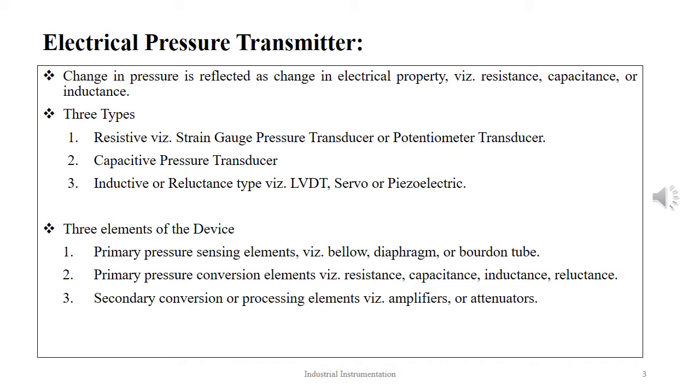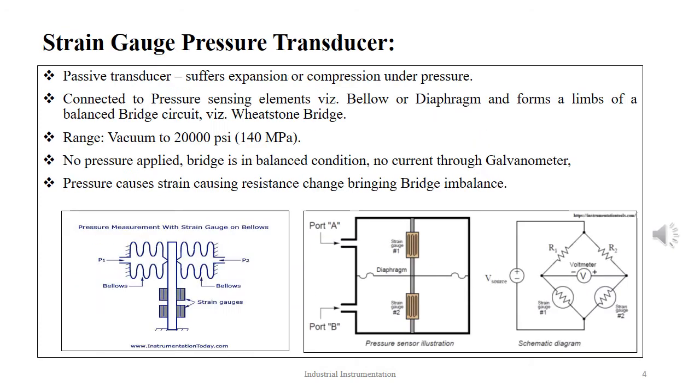The electrical pressure transmitters have three compositional elements and they are primary sensing elements, namely bellow, diaphragm, or Bourdon tube; primary pressure conversion element, namely resistance, capacitance, inductance, or reluctance; and secondary conversion or processing elements like amplifiers and attenuators.